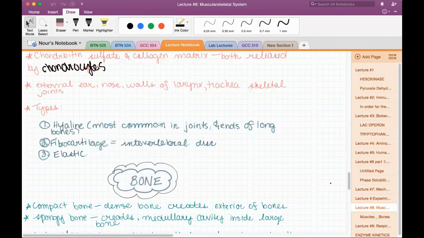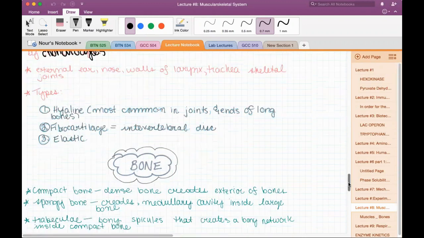And then fibrocartilage is another type of cartilage, which is found in intervertebral discs. And then another type is elastic. So just know that there are 3 types, and these are the 3 types. You don't really need to go into detail what they are.